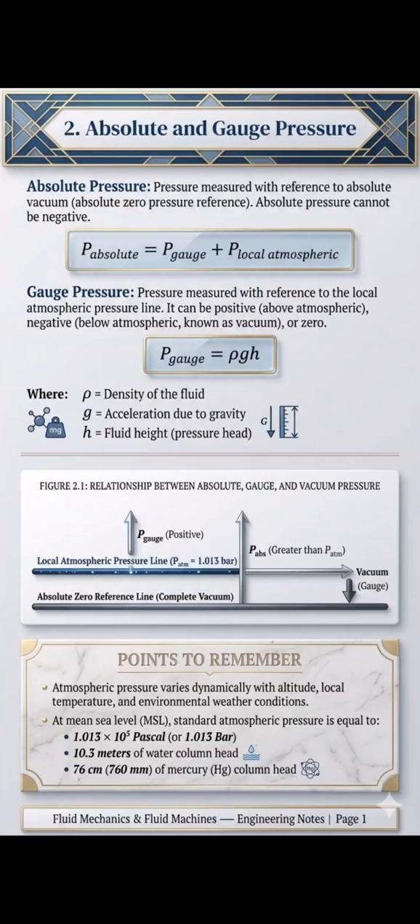Atmospheric pressure varies dynamically with altitude, local temperature, and environmental weather conditions. At mean sea level, standard atmospheric pressure is equal to 1.013 x 10^5 pascals or 1.013 bar, 10.3 meters of water column, 76 centimeters or 760 mm of mercury column heads.